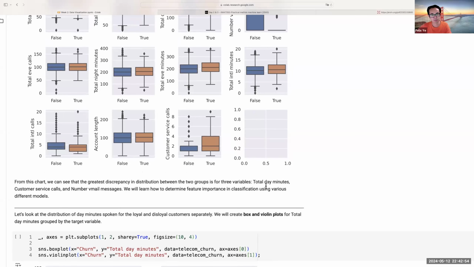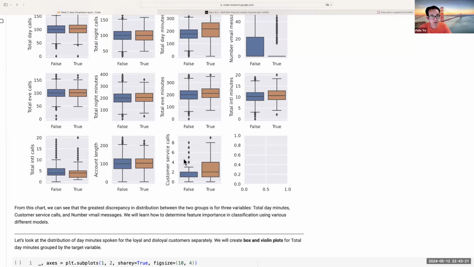You can see right here, total day minutes, customer service calls, and number of email messages. So these are three features we maybe can use to distinguish the groups. This is very helpful in feature engineering. Later on, we will talk about how before you do any feature engineering, you need to do feature selection. That means deciding what kind of features you think are important.